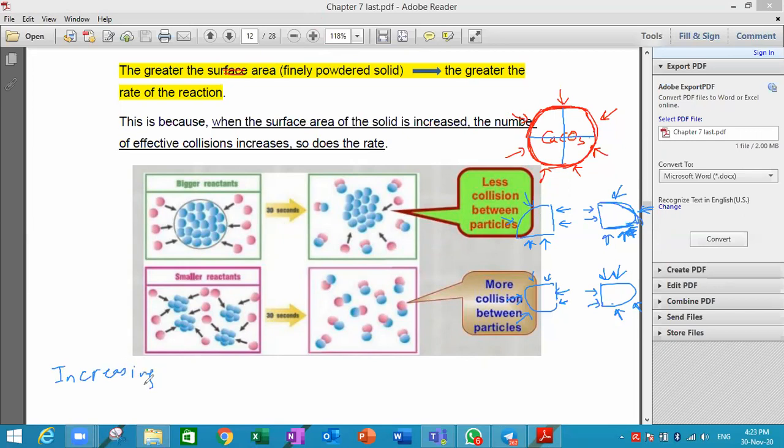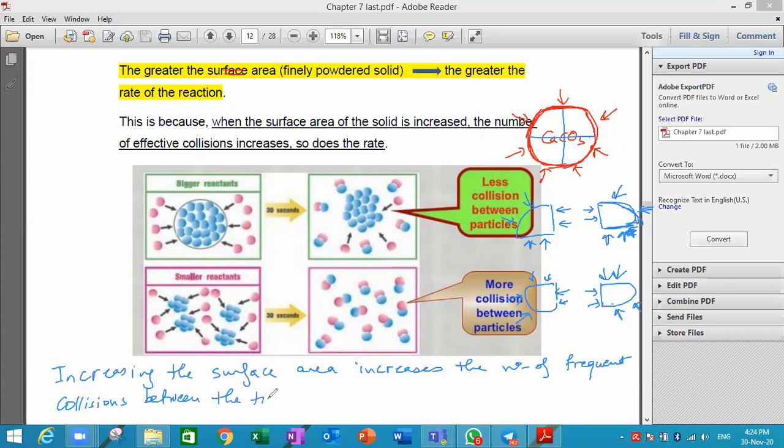increasing the surface area increases the number of frequent collisions between the two reactants. So increasing the rate. So the rate becomes faster.